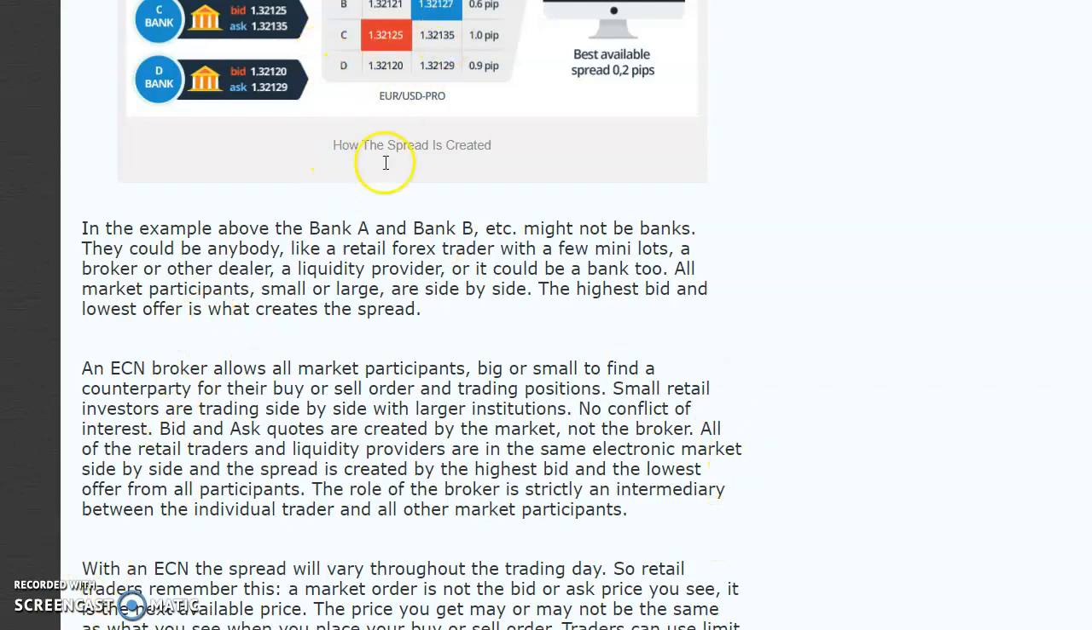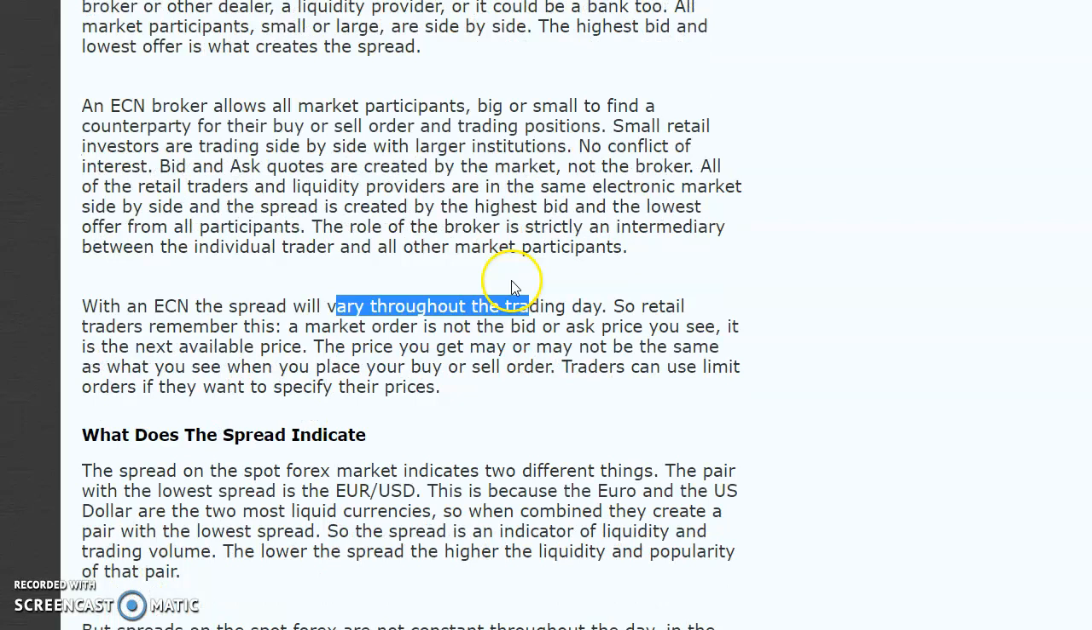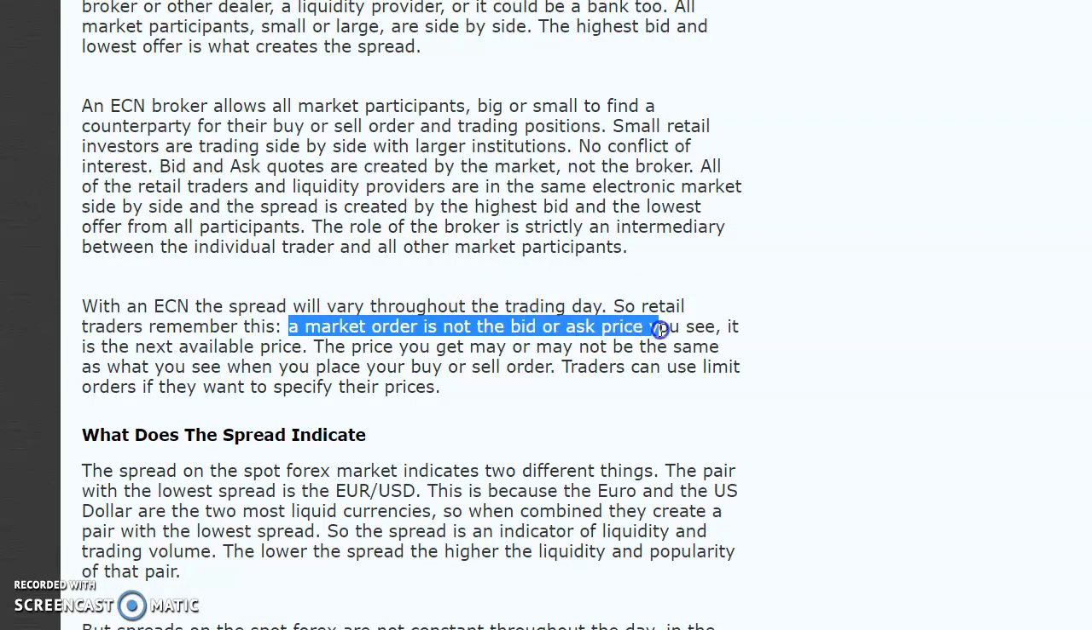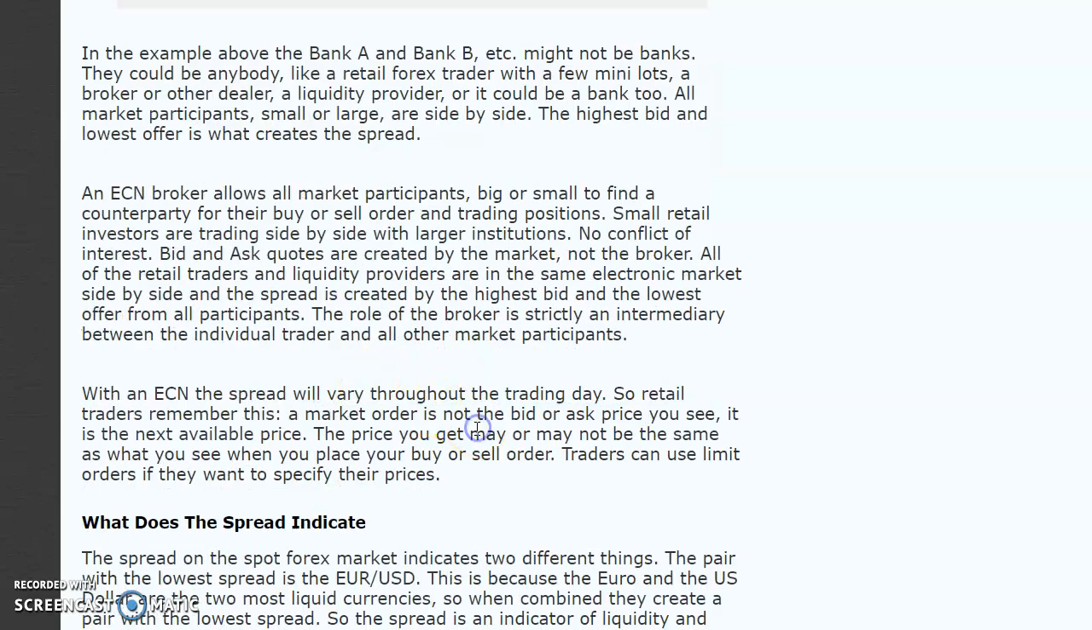So all of the variable spread brokers, where the spread changes all the time, these are ECN brokers, electronic communication network, and the spread varies throughout the day. And a market order, just remember this, a market order is not the bid or ask price you see, it's the next available price. That's real important to know, because this is the current bid and ask. If you press the button to place an order on this pair, the Euro USD, you may not get this price. You might get this price, but you might not, but you'll always get the next available price.